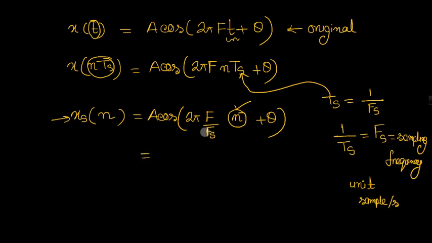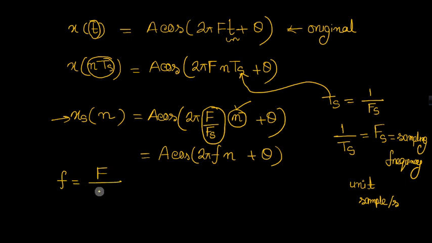Okay, so f by fs could be written as small f, and small f is equal to f divided by fs. Let's try to find the unit of f. So what is the unit of f? Let's find. So this f is called analog frequency, right?